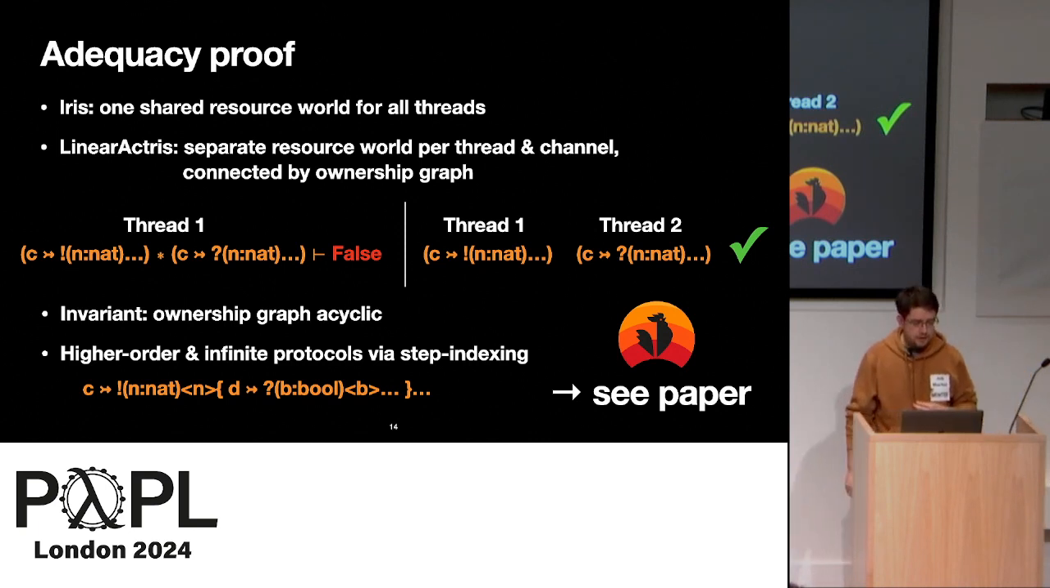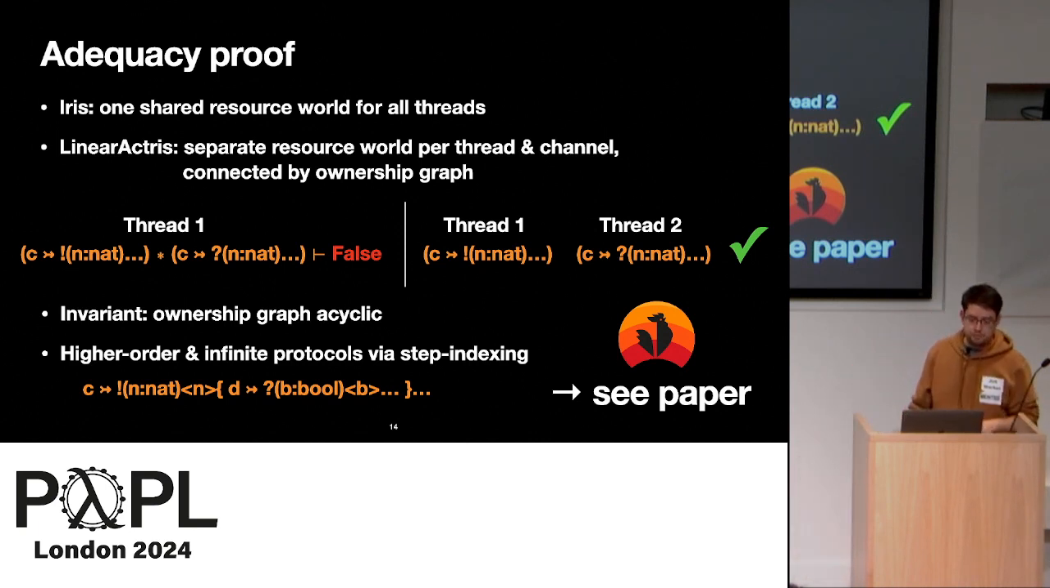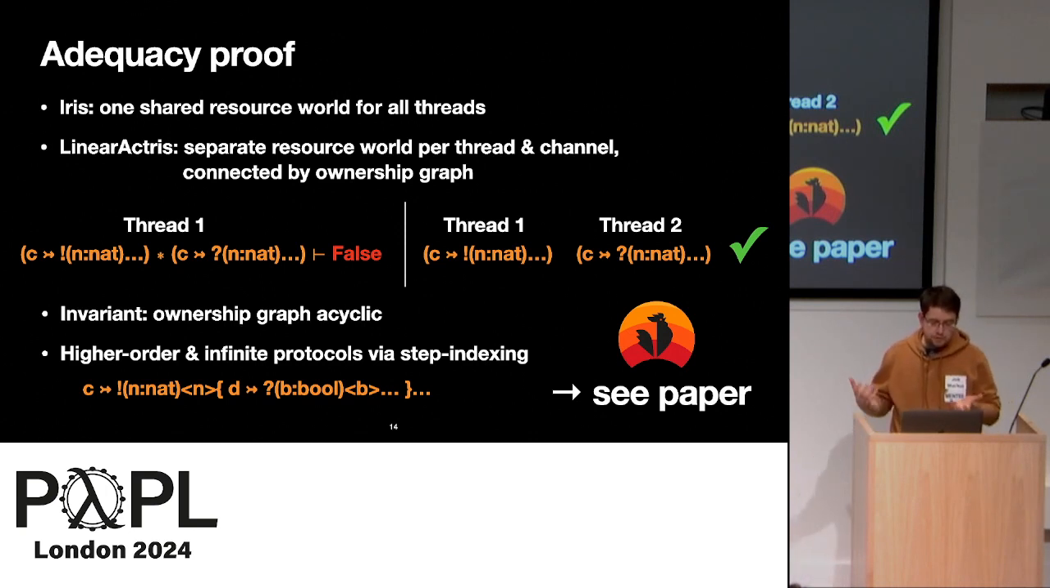So if a thread holds an ownership assertion for a channel, they are connected in this graph. In particular, if we have two ownership assertions for the same channel in one thread, inside our logic we can prove that this entails false. But those ownership assertions can still exist in separate threads. That's fine.